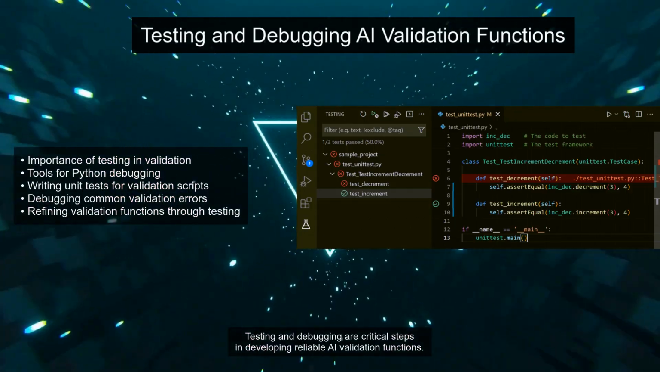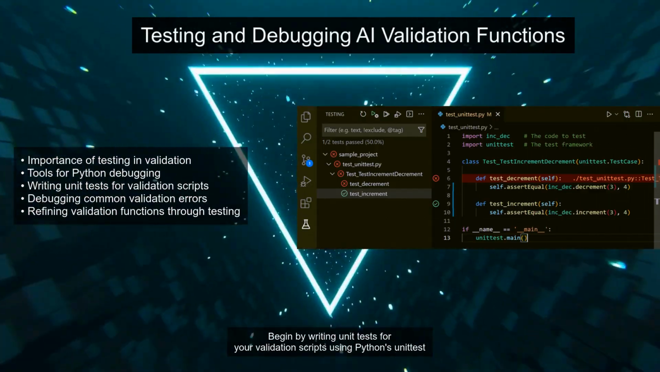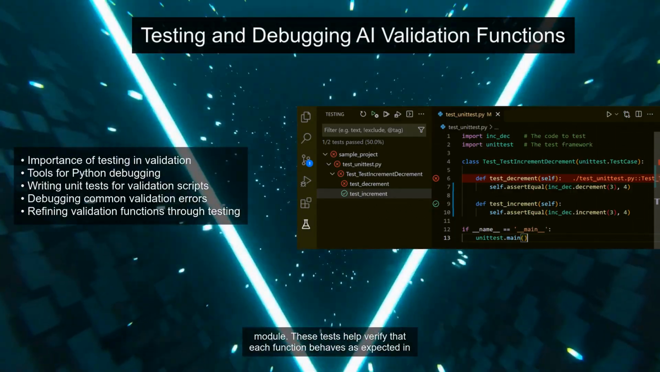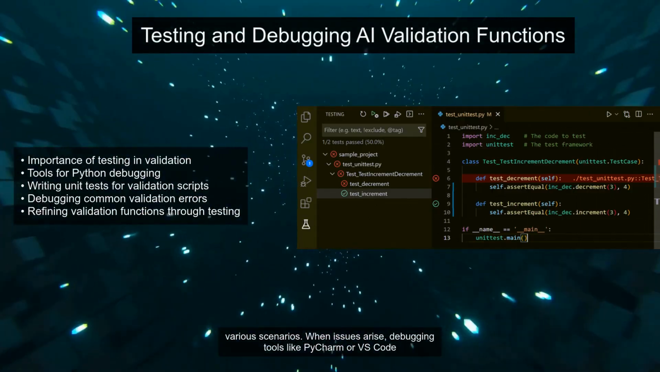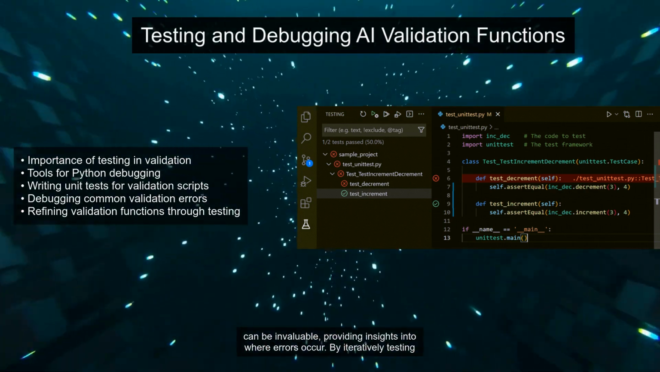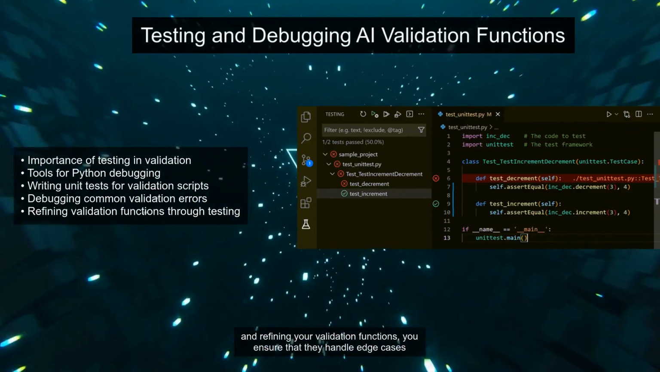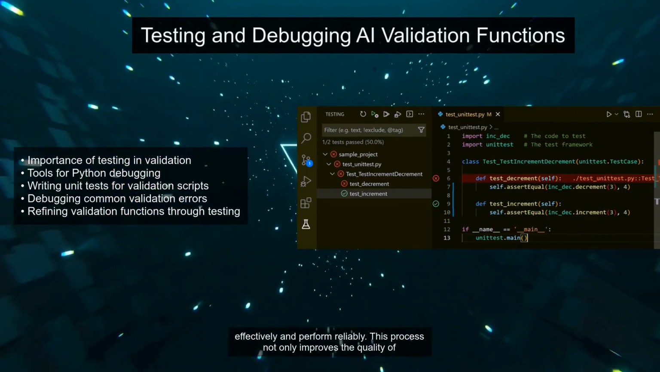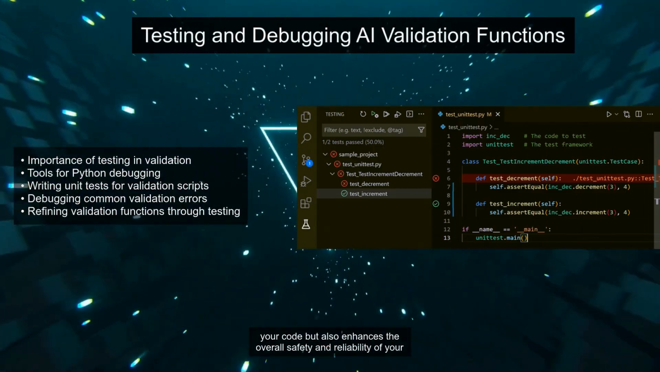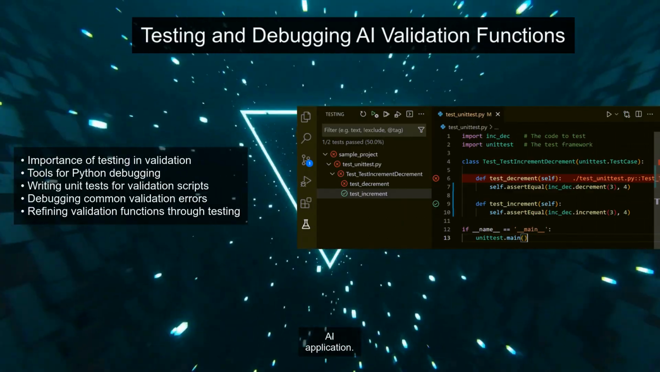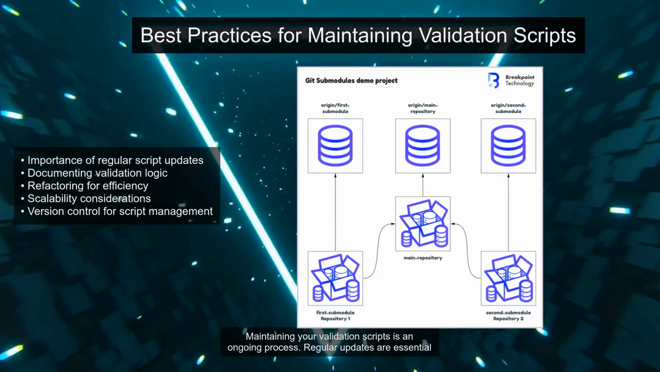Testing and debugging are critical steps in developing reliable AI validation functions. Begin by writing unit tests for your validation scripts using Python's unittest module. These tests help verify that each function behaves as expected in various scenarios. When issues arise, debugging tools like PyCharm or VS Code can be invaluable, providing insights into where errors occur. By iteratively testing and refining your validation functions, you ensure that they handle edge cases effectively and perform reliably. This process not only improves the quality of your code but also enhances the overall safety and reliability of your AI application.